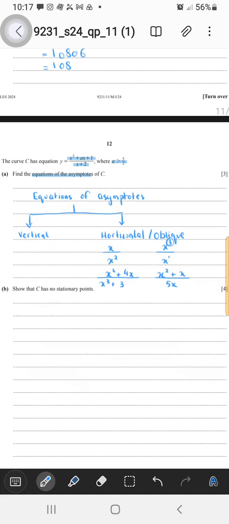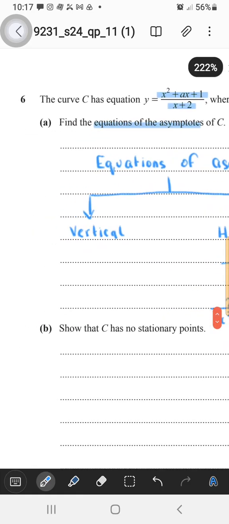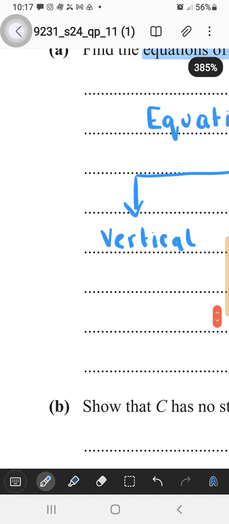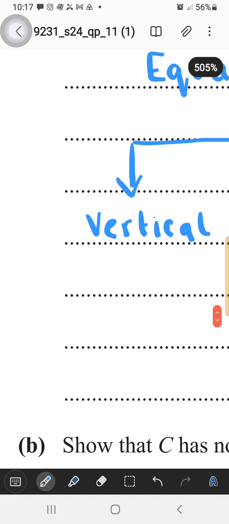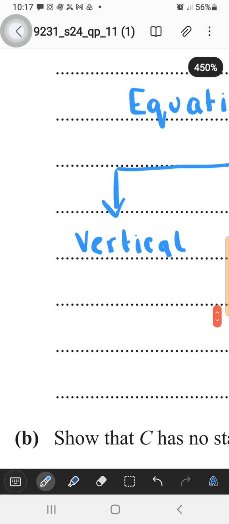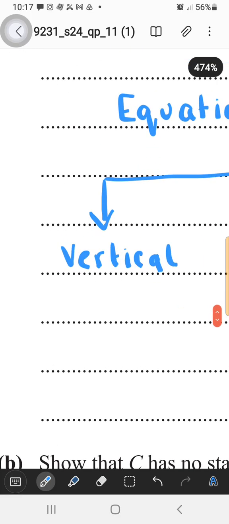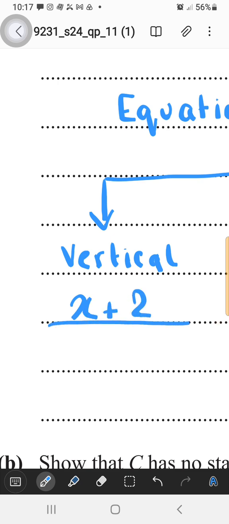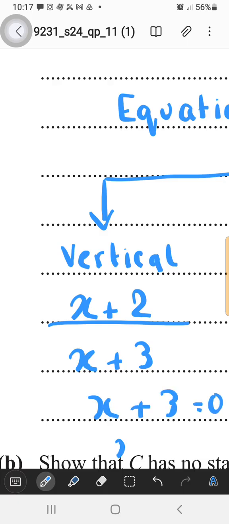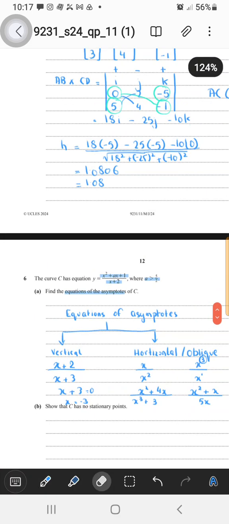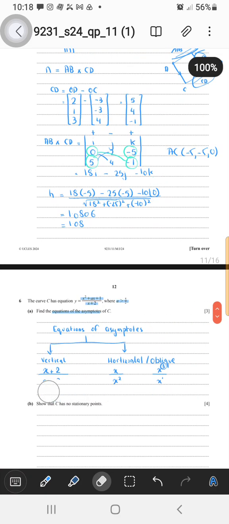So wait, there is one thing remaining. How will we find the vertical asymptote? To find the vertical asymptote, we set the denominator equal to 0. If there is x plus 2 upon x plus 3, the vertical asymptote will be x plus 3 equal to 0, and this will be x equal to minus 3. Okay, so let's now come back to the question.